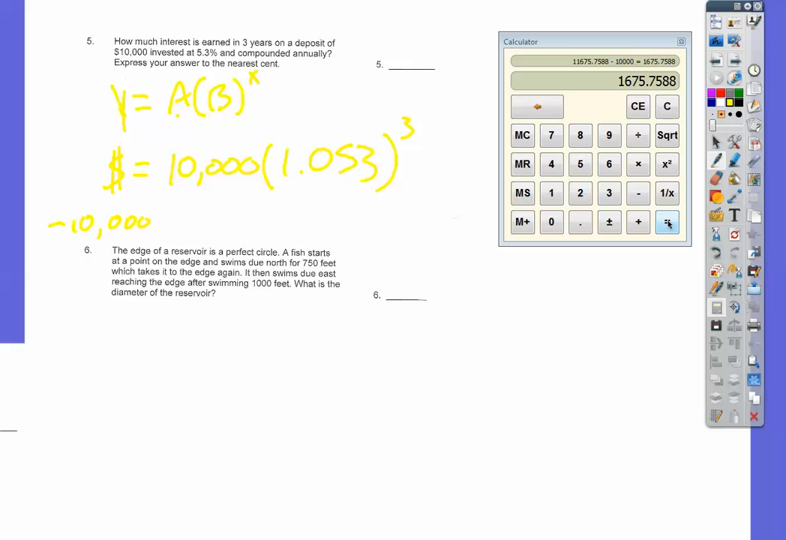Finally, the edge of a reservoir is a perfect circle. A fish starts at a point on the edge. A fish starts at the edge of the pond and swims due north for 75 feet, which takes it to the edge again. If the fish swims due east, reaching the edge after swimming 100 feet, what is the diameter of the reservoir?